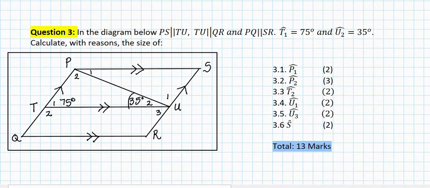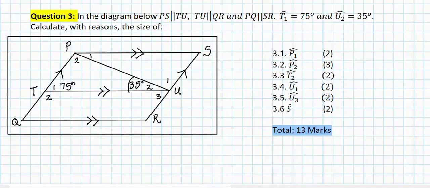So, next one. Here is what looks like a big boss for like 13 marks. So here, question 3, it says in the diagram below, well, here's the diagram that they're talking about. You have PS, it's parallel to TU, here's TU. And they're saying TU is parallel to QR. So here is TU being parallel to QR.